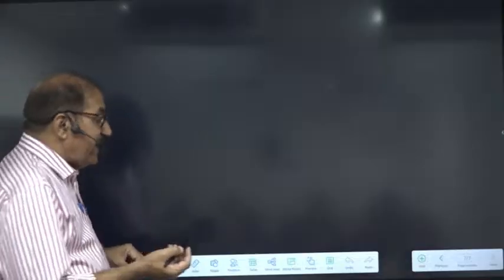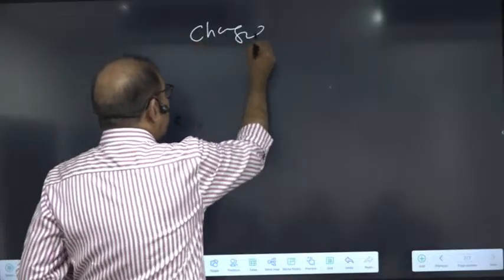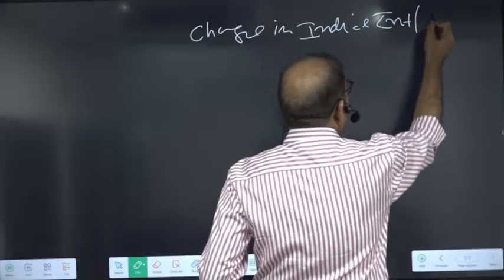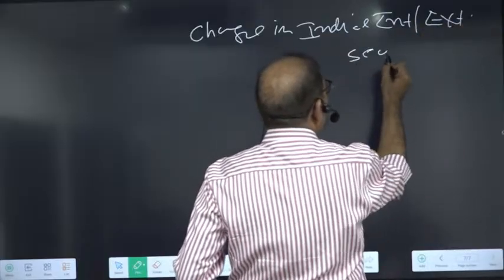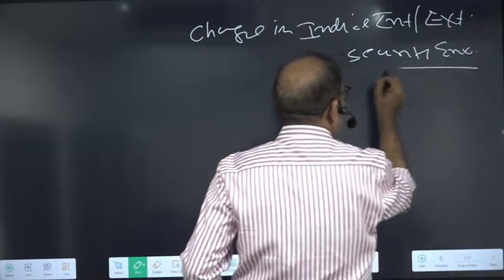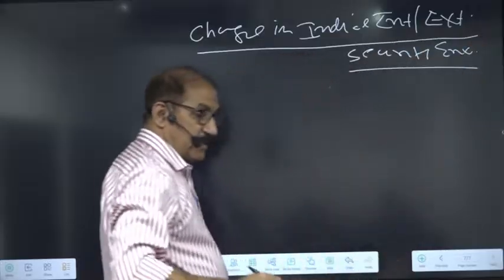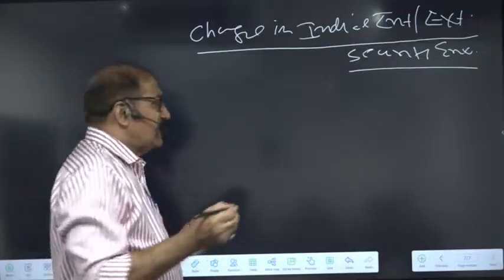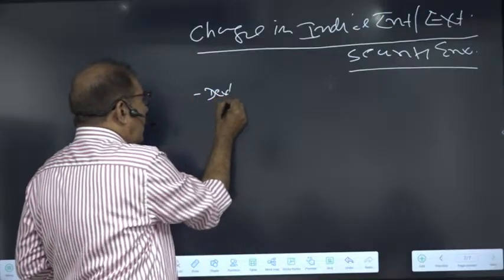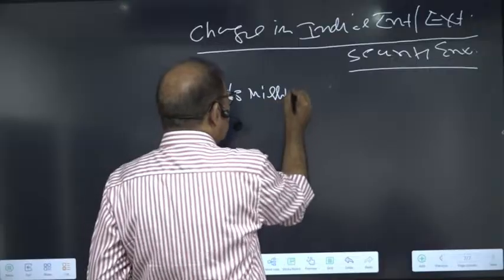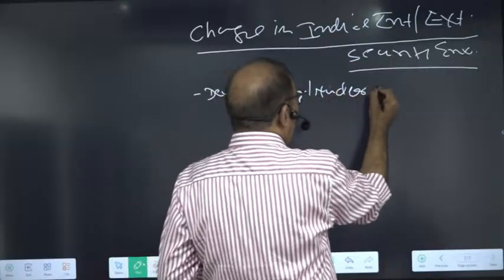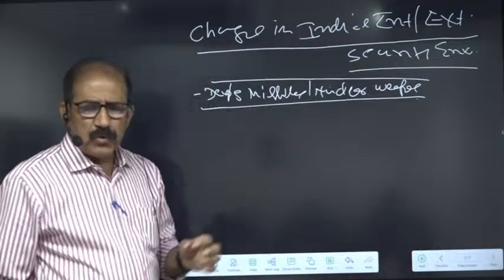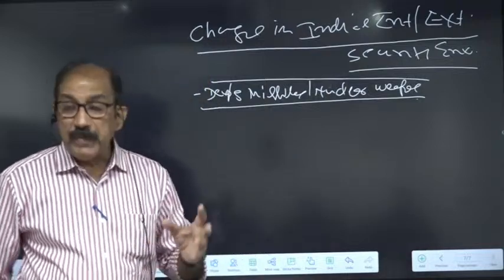Now, changes in India's internal and external security environment. Some points: why it is, how it has changed. First, you have to understand the development of missiles and nuclear weapons. They have played a very important role.